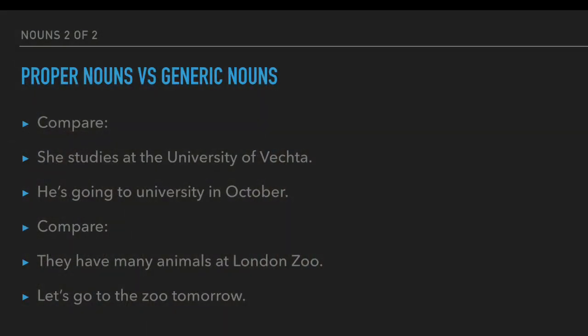Let's compare proper nouns with generic nouns, so nouns being used in a very general way. So, for example, she studies at the University of Fechter, capital U because that's the name of an institution. He's going to university in October, a small u, because that's just general. They have many animals at London Zoo, capital Z because it's part of the name of the institution, of the place. Let's go to the zoo tomorrow. That's just in general, small z.